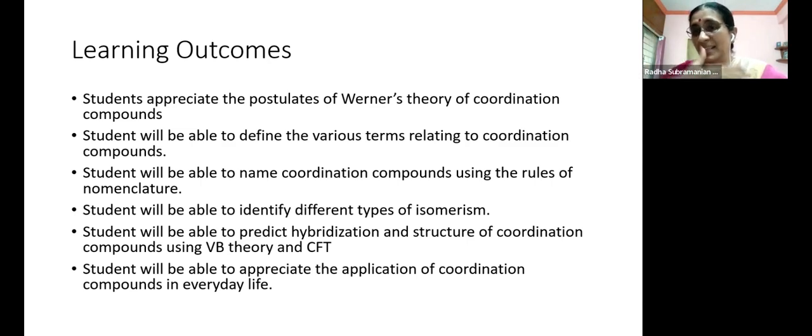Comparison is another methodology that can be effectively used in the class. I would say comparing the complexes itself, how different they are. So this also you needn't teach at all. You can make it an activity in the class.